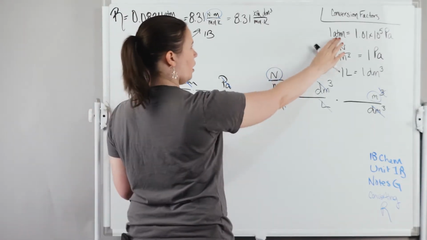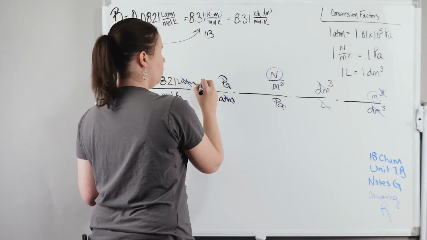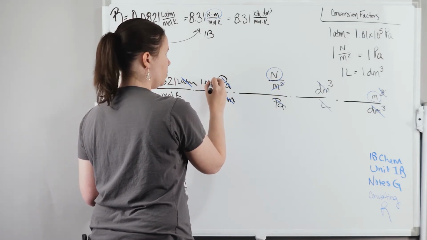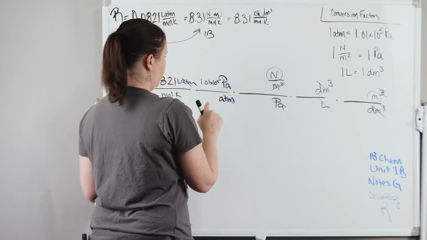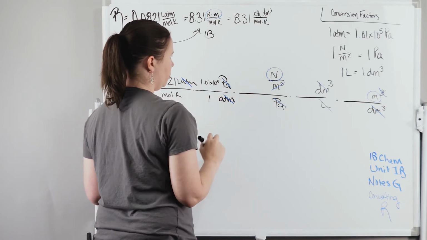My Pascal to atmosphere conversion I had written up here, 1.01 times 10 to the fifth, and then with 1 atmosphere on the bottom.